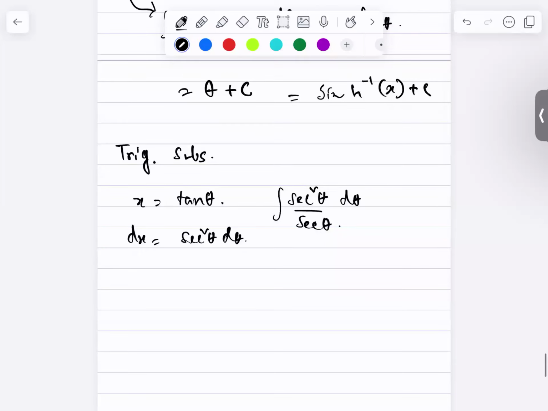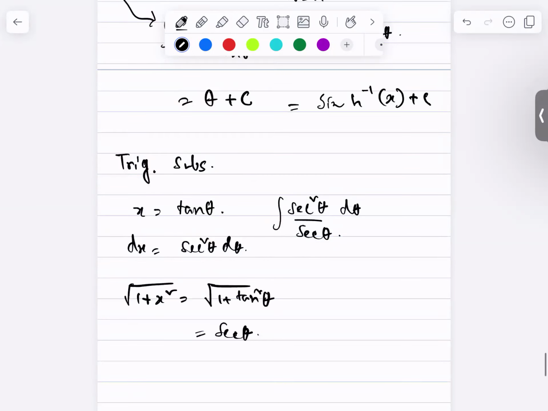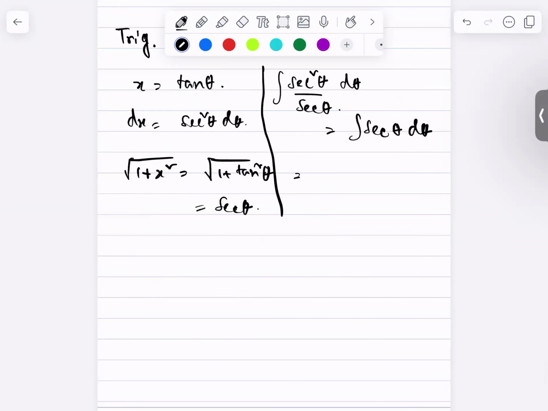And then the denominator will become the square root of 1 plus tan square theta. This is secant theta. So that's why on the top we have secant square theta d theta, and on the bottom I have secant theta. But then this is basically sec theta d theta. Now integration of that will be log secant theta plus tangent theta plus c.